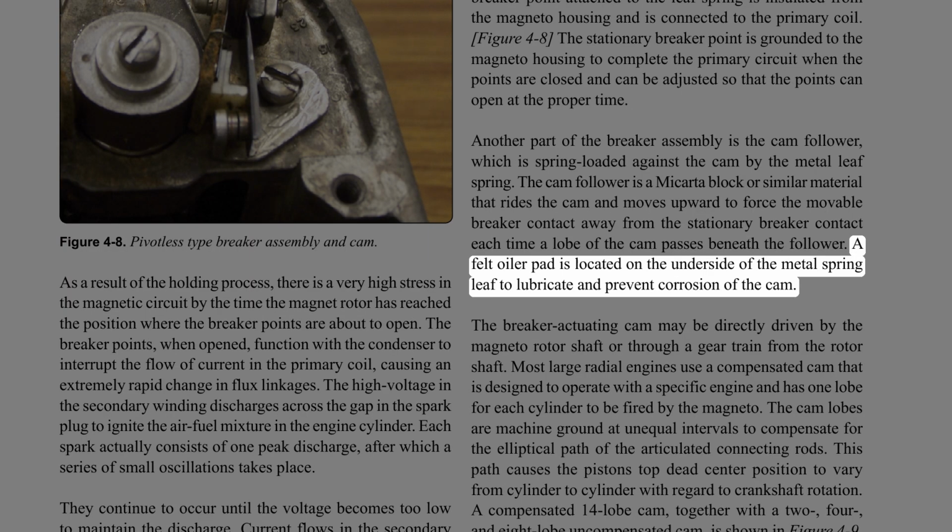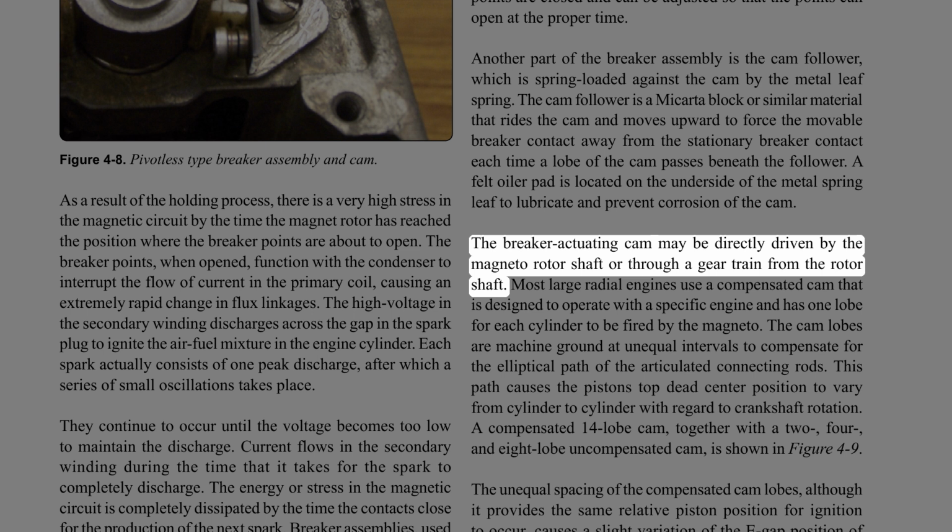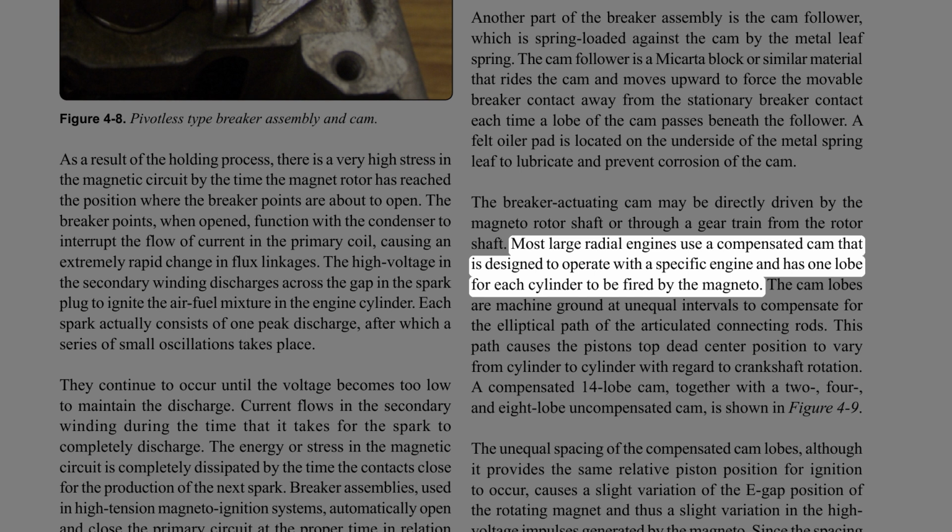A felt oiler pad is located on the underside of the metal spring leaf to lubricate and prevent corrosion of the cam. The breaker actuating cam may be directly driven by the magneto rotor shaft or through a gear train from the rotor shaft. Most large radial engines use a compensated cam that is designed to operate with a specific engine and has one lobe for each cylinder to be fired by the magneto.